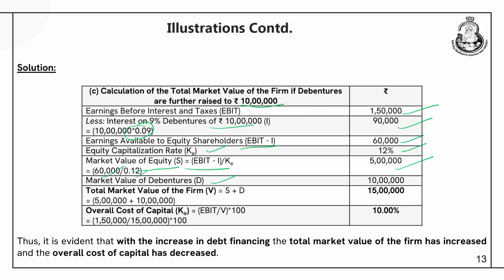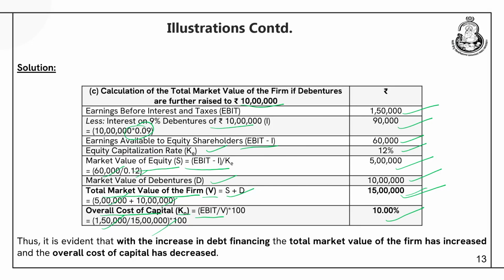Market value of debentures is given, the company is using 10 lakhs of debt. So, you can calculate the total market value of the firm, that is V, which is a combination of S and D. This comes out to be 5 lakhs plus 10 lakhs, this is 15 lakhs. And finally, the overall cost of capital, that is KO, you can calculate as EBIT by V. EBIT is 1,50,000 and V you have calculated as 15 lakhs. So, this comes out to be 10%.